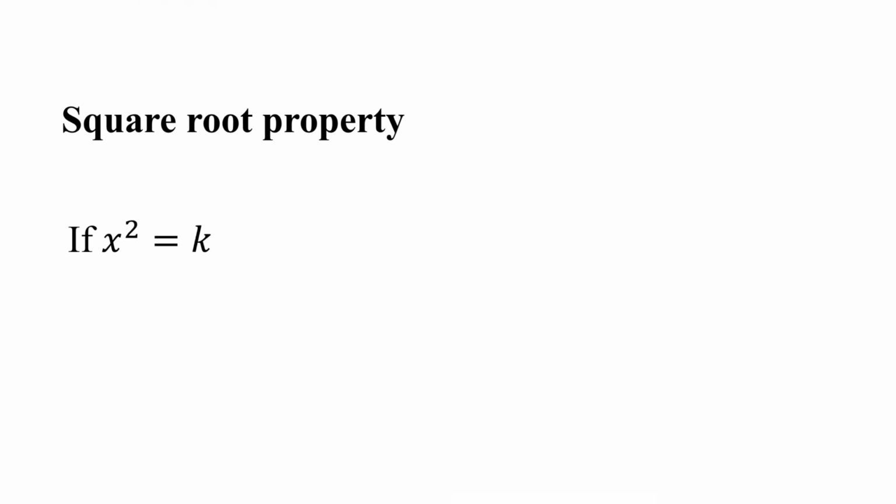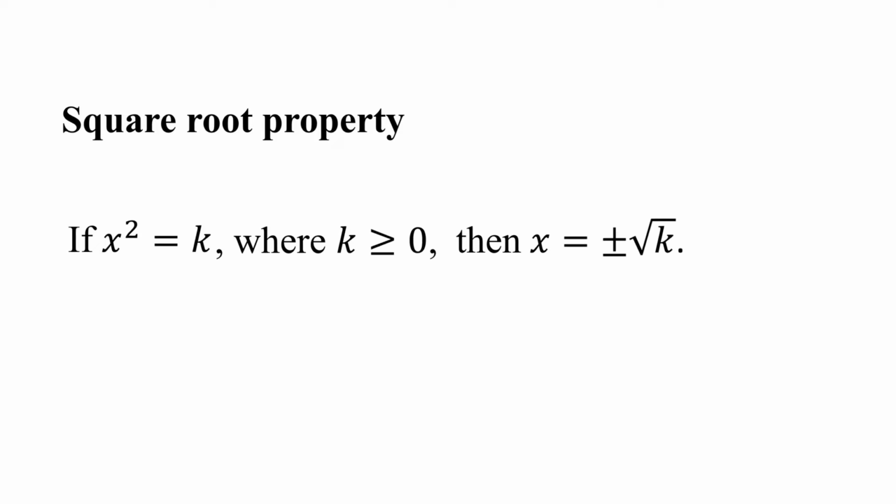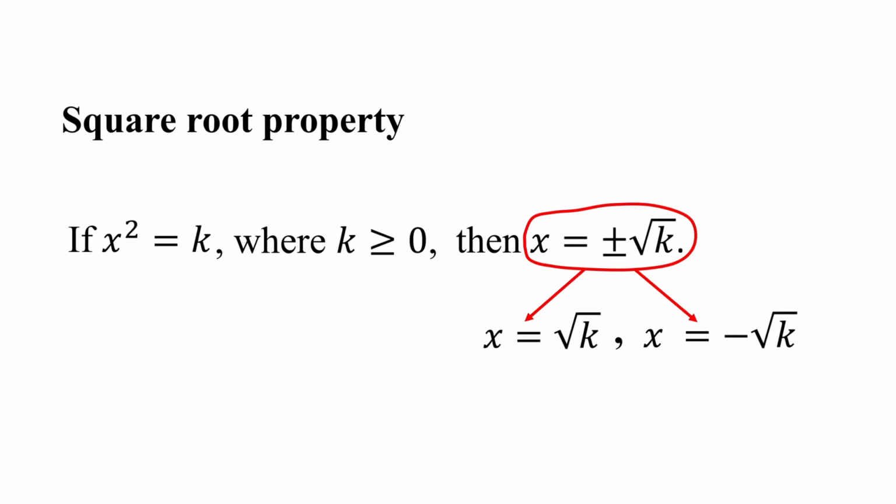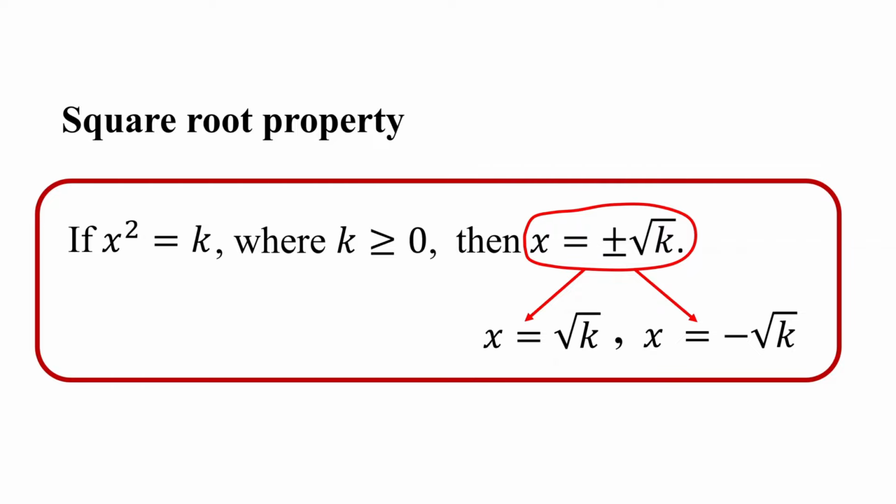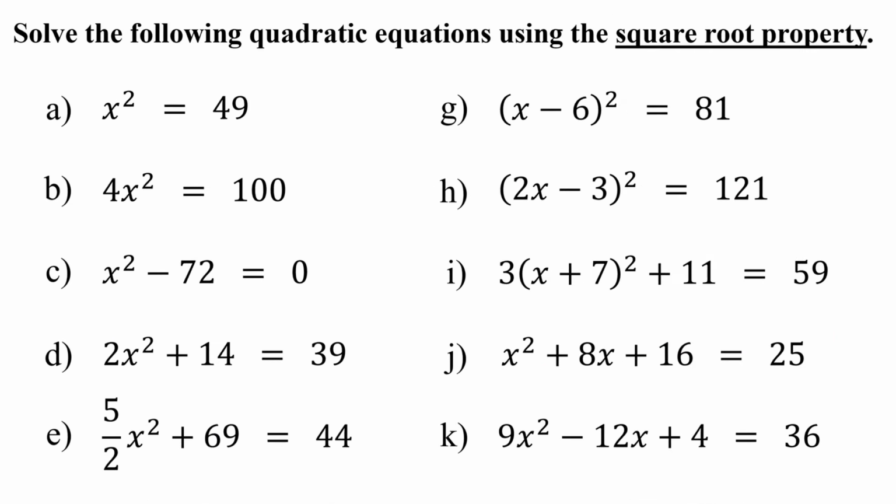If x squared equals k, where k is a real number greater than or equal to 0, then x equals plus or minus the square root of k. This is the same as taking the square root of both sides of the equation. You can also write this as x equals the square root of k, or x equals the negative of the square root of k. Let's now apply this property to solve these quadratic equations.